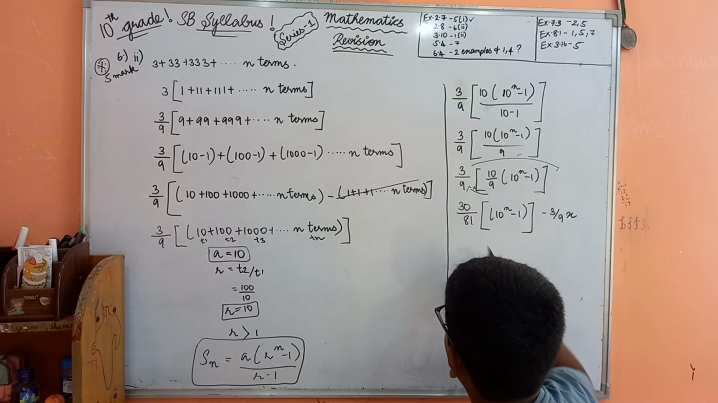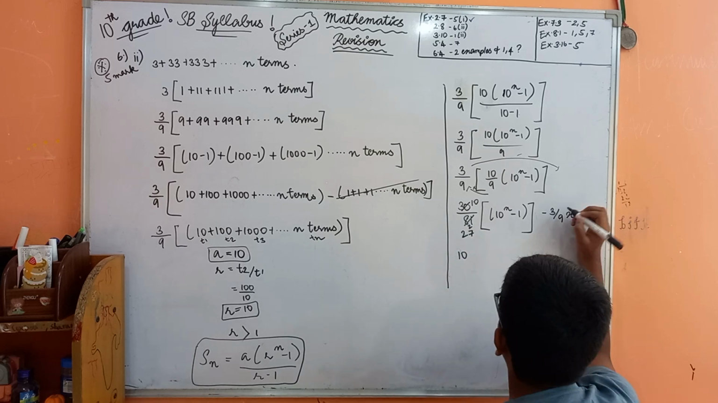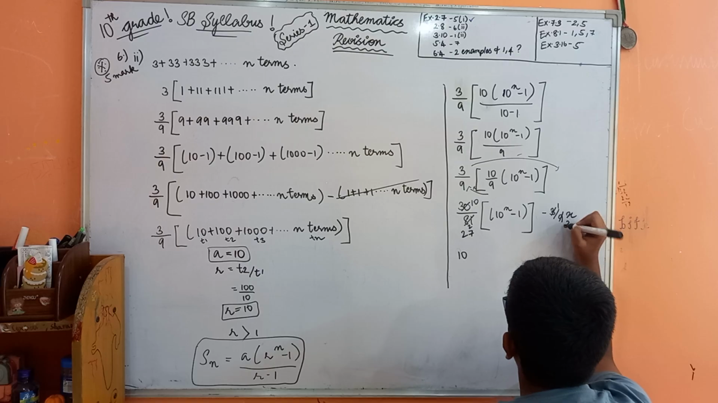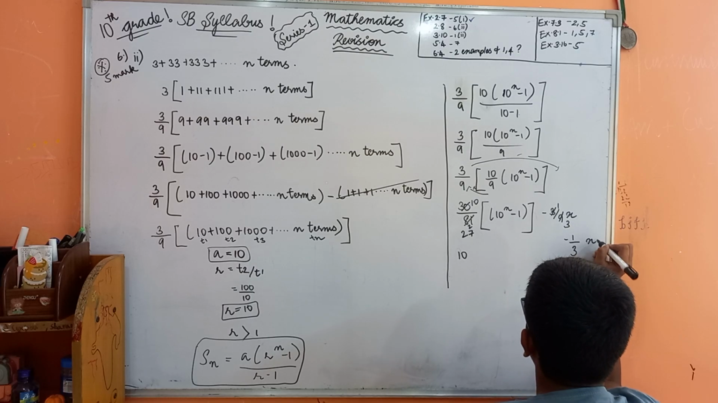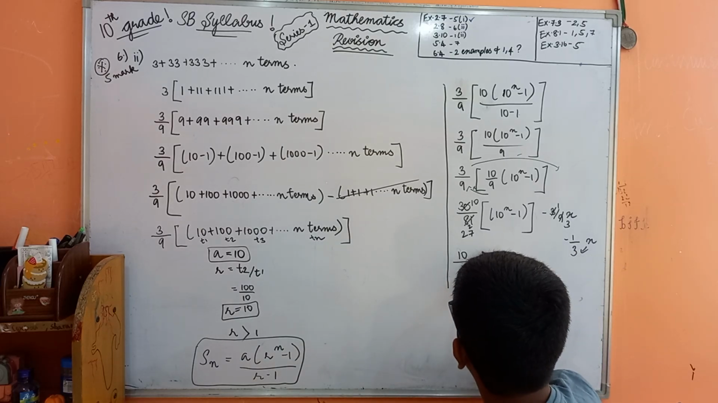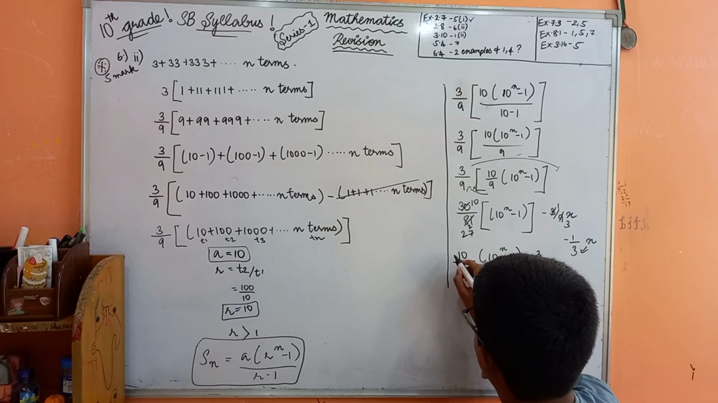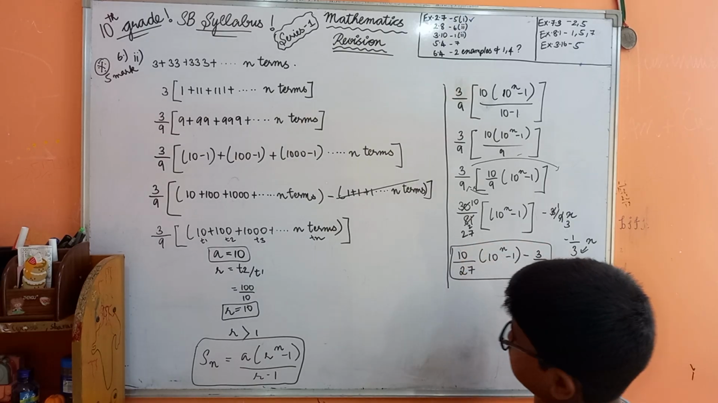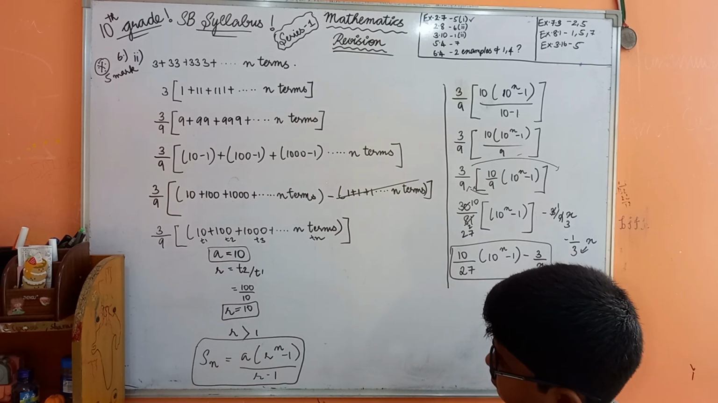So we're going to divide it by 3. We can also divide by 1 by 9, 1 by 3. So it's 10 by 27 times 10 to the n minus 1, minus 3 by 9 n. This is the answer. This is an easy, important formula. This definitely comes in exams.